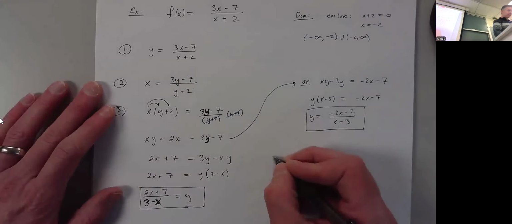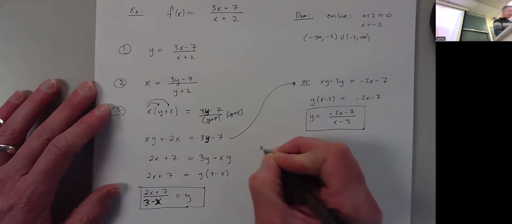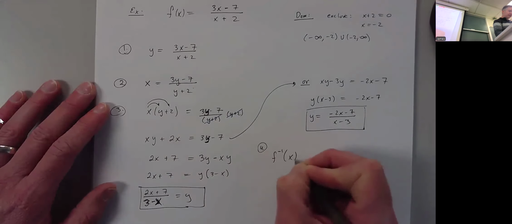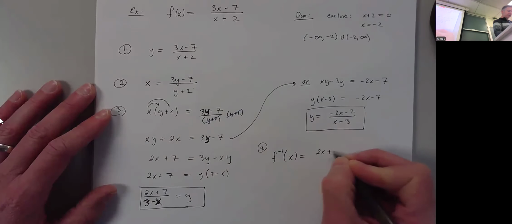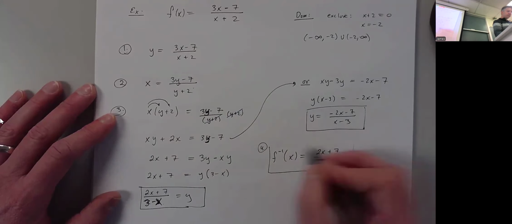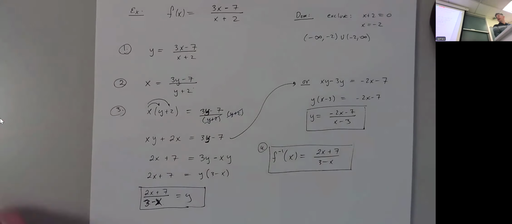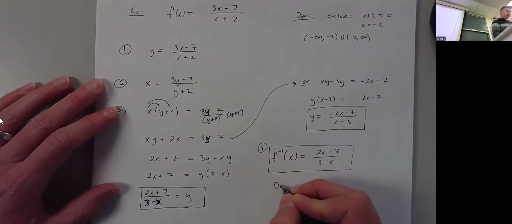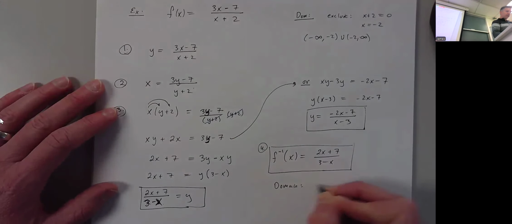So then finally, we can say that our inverse function, f inverse of x, is equal to 2x plus 7 over 3 minus x. And I will ask, what value of x is not in the domain of this function? Right, 3. So notably here, our domain is everything but 3.